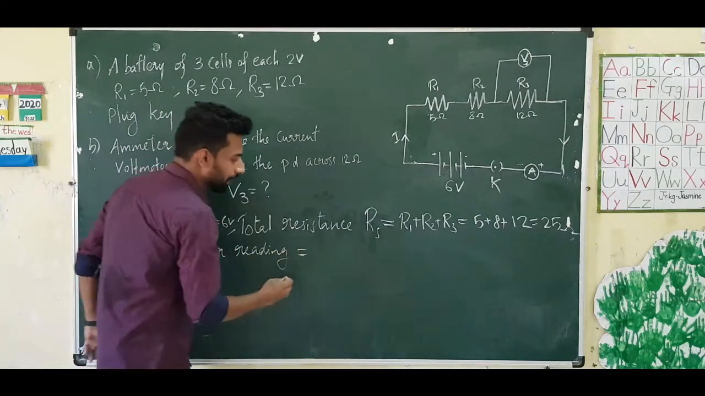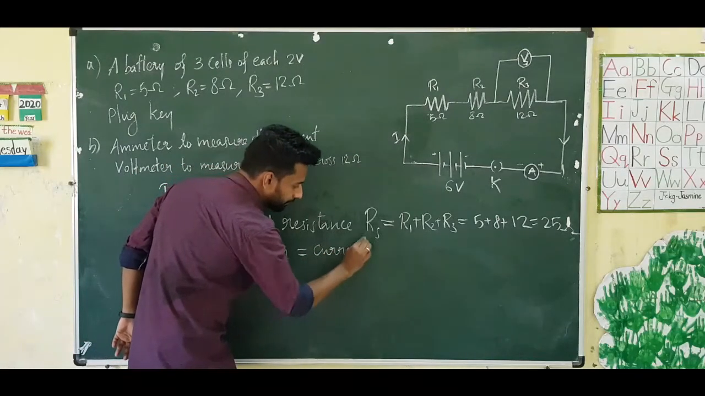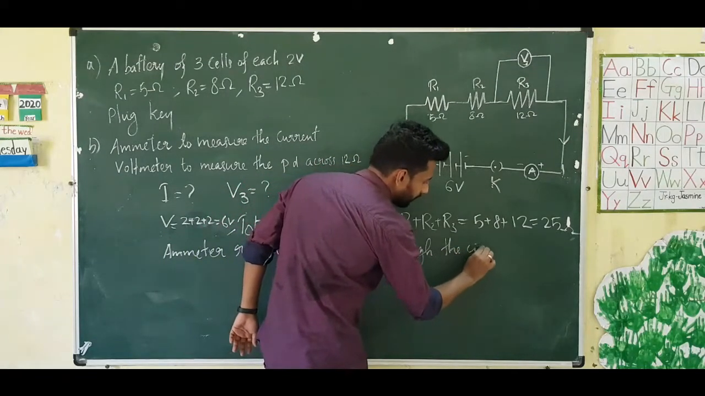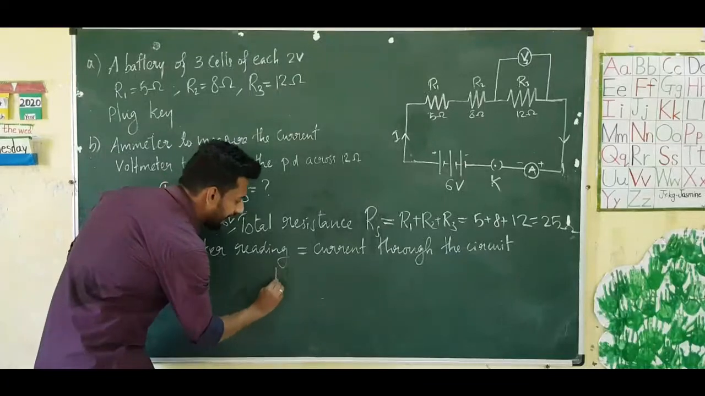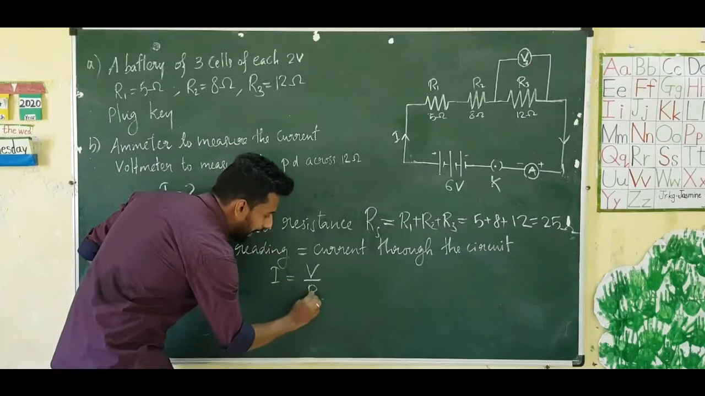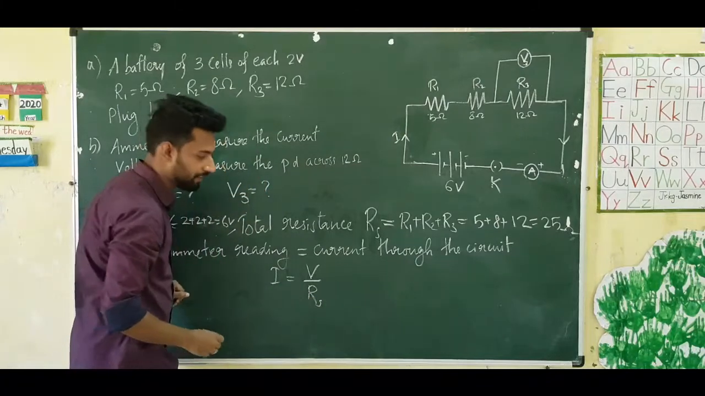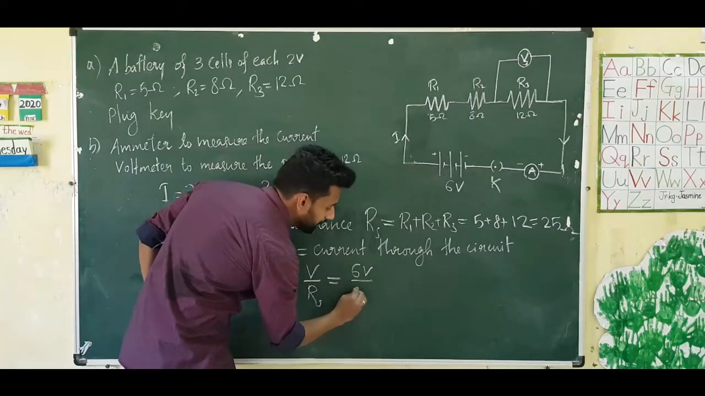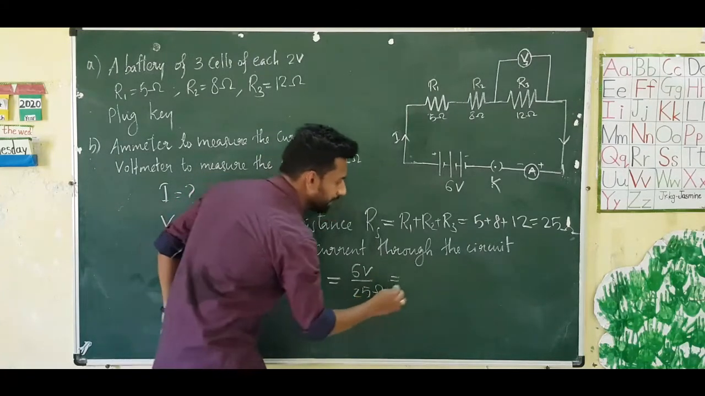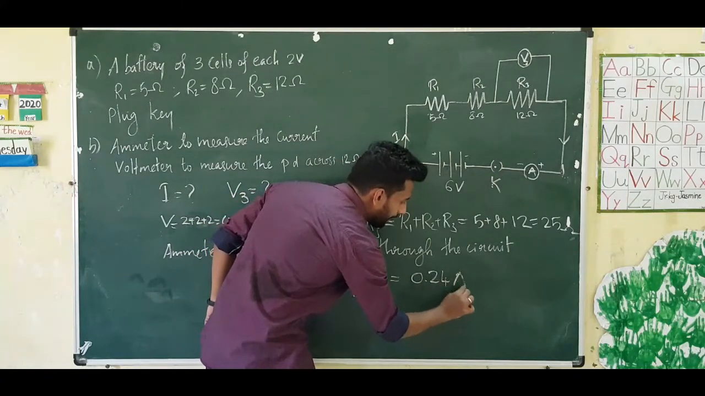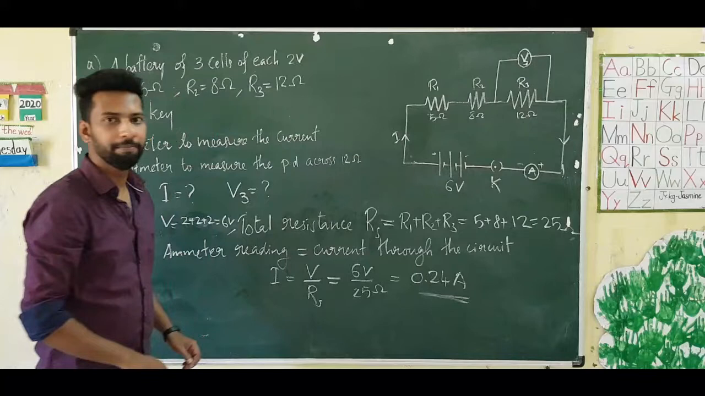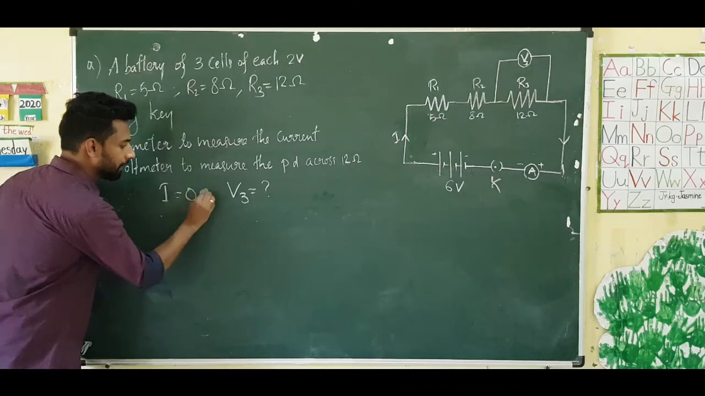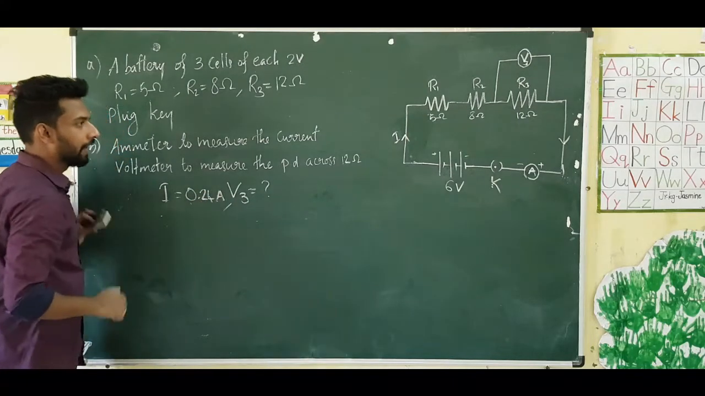Ammeter reading will be equal to current through the circuit. That is I equal to V by RS, where RS is the total resistance. Substitute the values: 6 volt divided by the total resistance, that is 25 ohm. So the answer will be 0.24 ampere. This will be the reading in the ammeter. Now we got the reading for the ammeter, so we can replace I equal to 0.24 ampere.